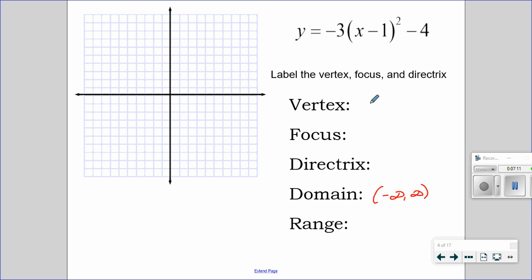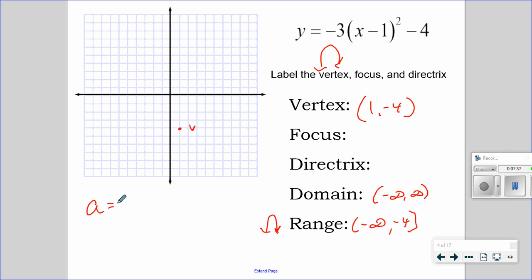Okay, so the vertex is going to be (1, -4). So I'm going to plot that and I'll put my V for my vertex. I could do the domain, I could do the range, right? I know it's an upside down parabola. So I know it's going to be -infinity up to that -4. Again, I know it's upside down because of that -3.